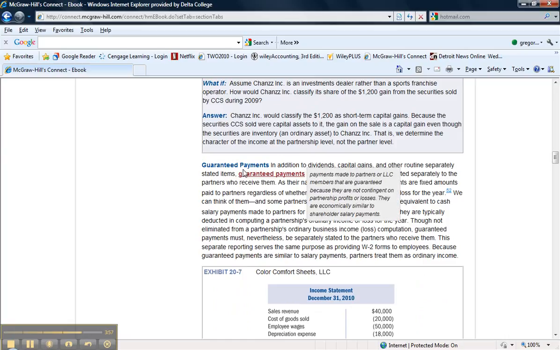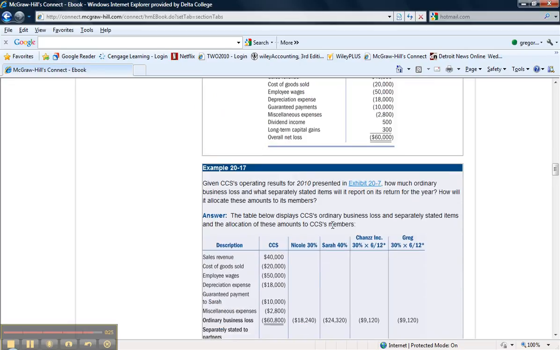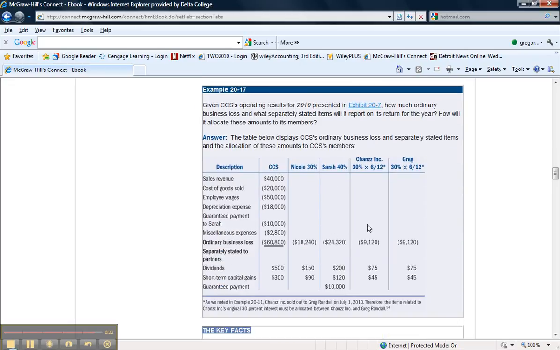Last thing I wanted to briefly mention, guaranteed payments are kind of an odd situation. They are like wages paid to a partner in a partnership, and they get treated kind of like that too. So read through the section on guaranteed payments. These are amounts that will be allocated specifically to the partner receiving the payments, and will be income to that person, and they will be deductions of the partnership, and they will get allocated to all the partners accordingly, according to their profit sharing percentage. So guaranteed payments are something that you should read about a little bit. Good examples here that deal with the whole process of figuring out ordinary income and then allocating separately stated items to individual partners.